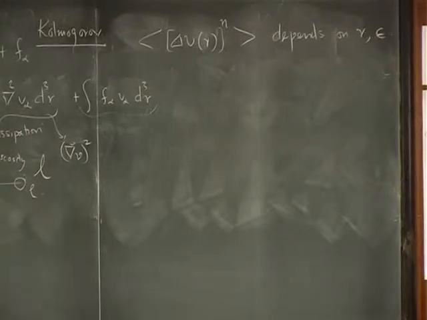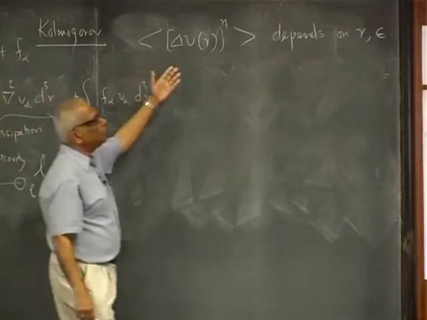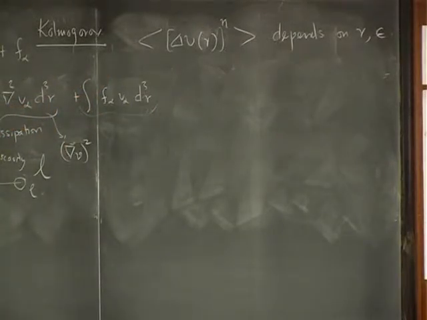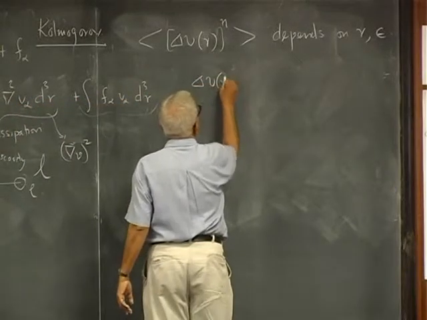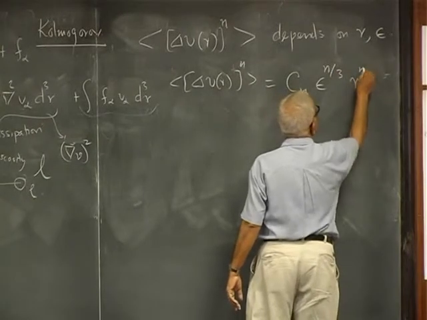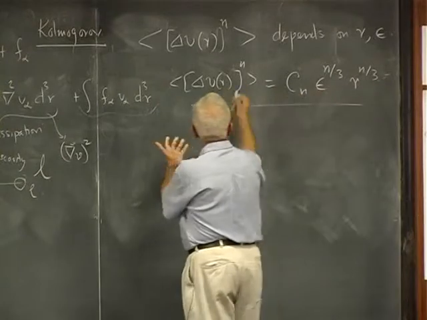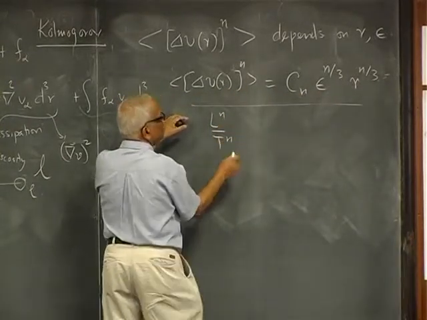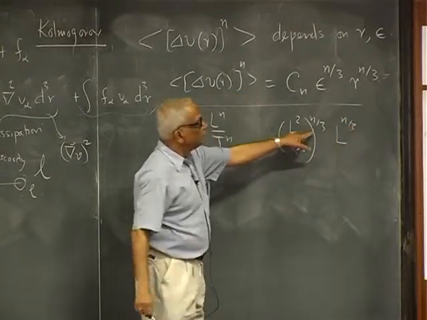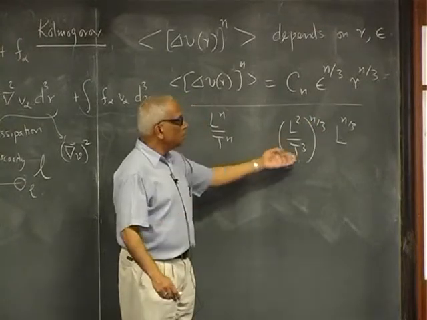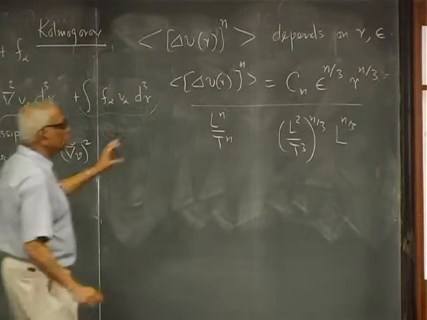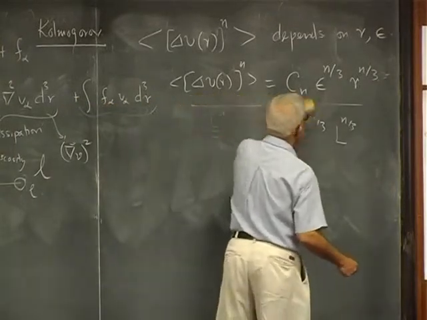So there is only R and there is epsilon, and all these quantities over here have to be constructed from R and epsilon. I do a dimensional analysis and I get that this expectation value of (δV_R)^n is C_n epsilon to the power n/3 R to the power n/3. That's just dimensional analysis. On this side is L^n over T^n. This is L^2 over T^3 to the power n/3, L to the power n/3, 2n/3 plus n/3 is n, T^n. So it matches. That's pure dimensional analysis, and that's what Kolmogorov tells you (δV_R)^n has to be.